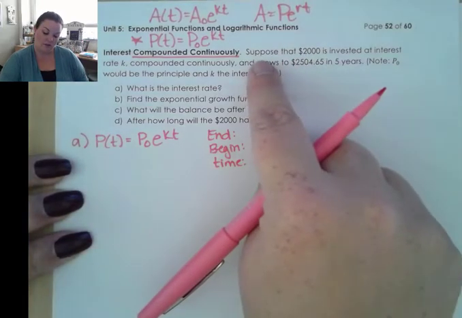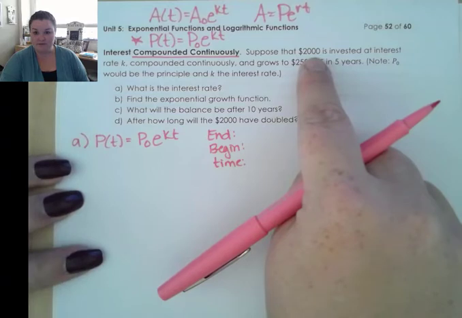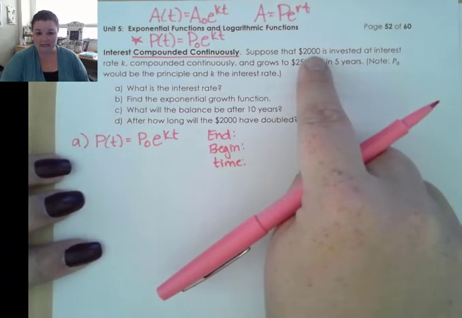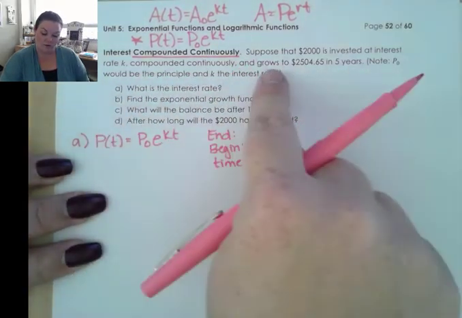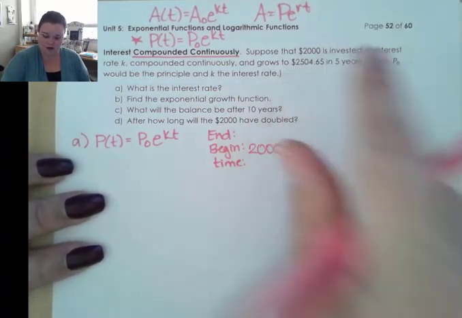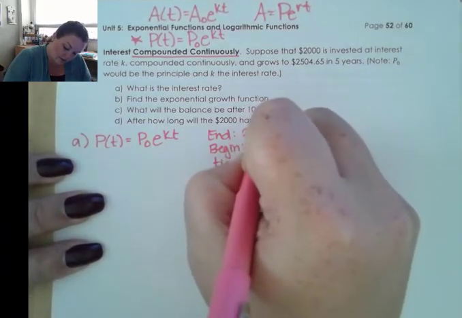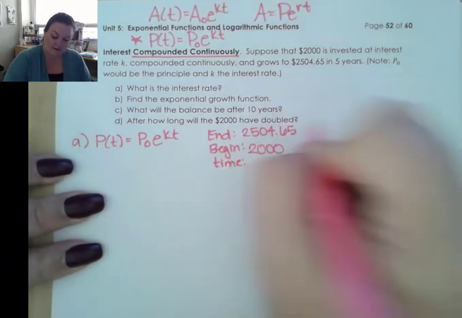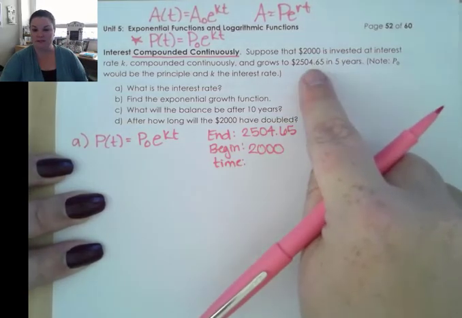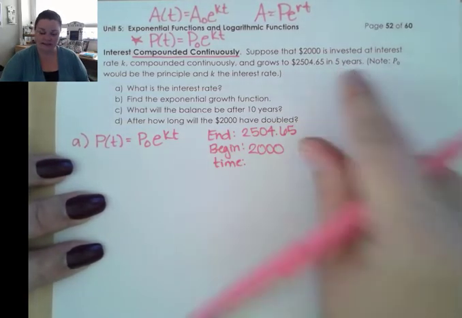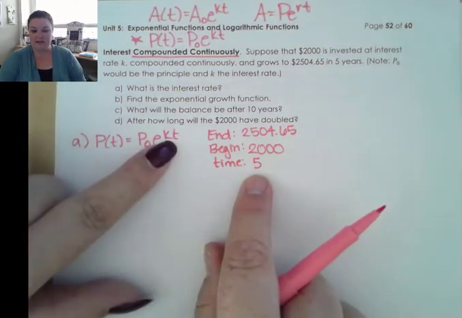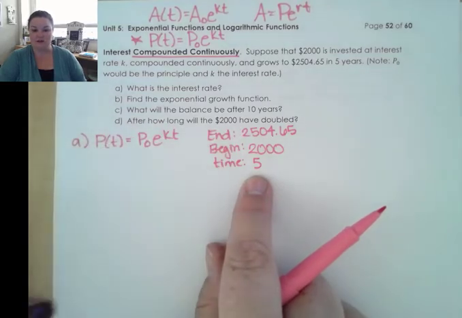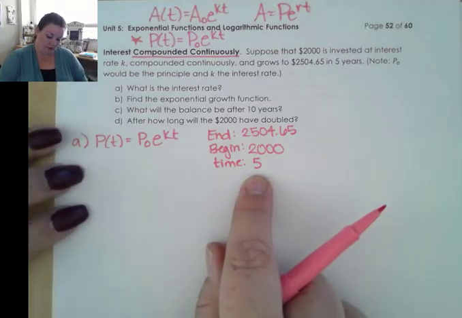So this one says, suppose that 2,000 is invested. If 2,000 is what we invested, that's our beginning amount. So our beginning amount is 2,000 and it grows to 2,504.65. That's going to be our ending amount. And it says it grew from 2,000 to this amount in 5 years. So that's going to be our time. So now that I've figured out what everything is other than k, I can plug all these values in so that I can solve for k.